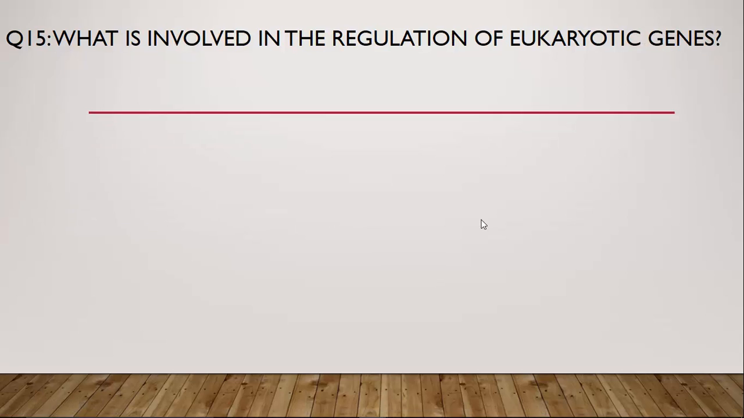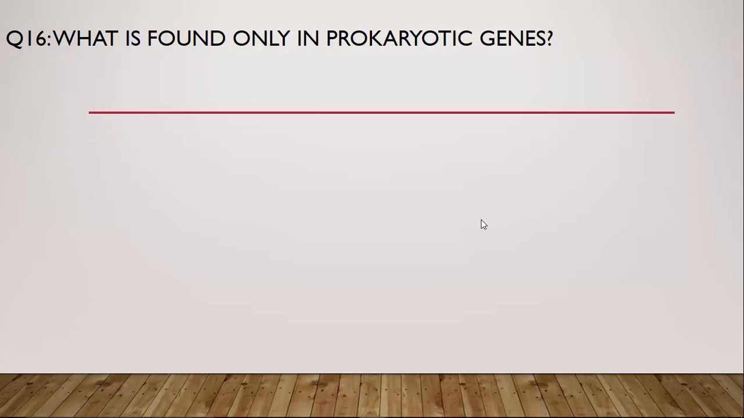Number 15, what is involved in the regulation of eukaryotic genes? So we said operons are the regulator for prokaryotes. What's the regulation of eukaryotes? And that's going to be the TATA boxes. What is found only in prokaryotic genes? That's going to be your operons. So 14, 15, and 16 are dealing with prokaryotes and eukaryotes, specifically giving you some background information on how protein synthesis works for them.